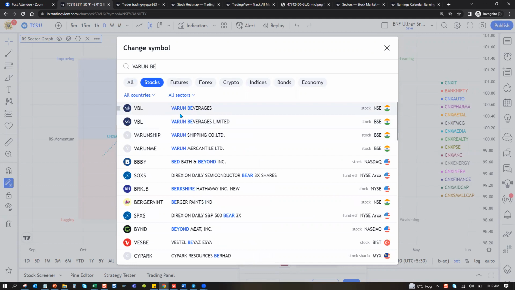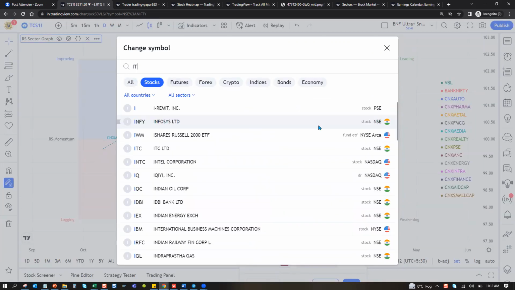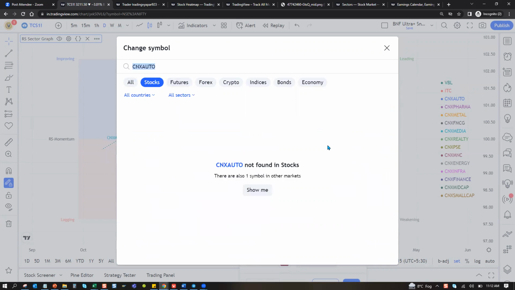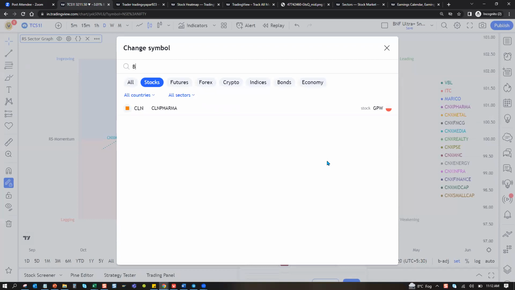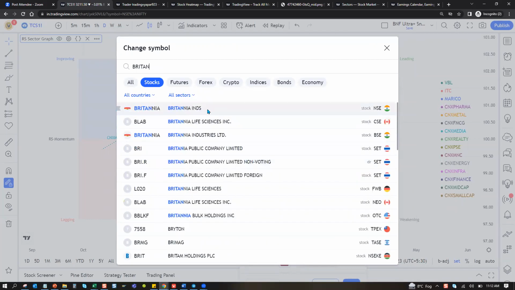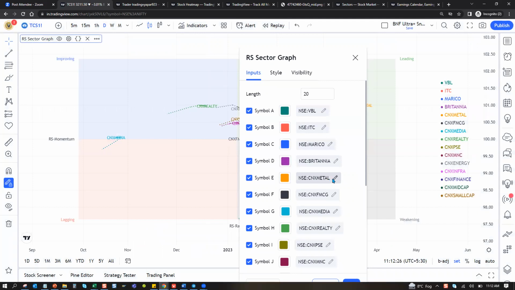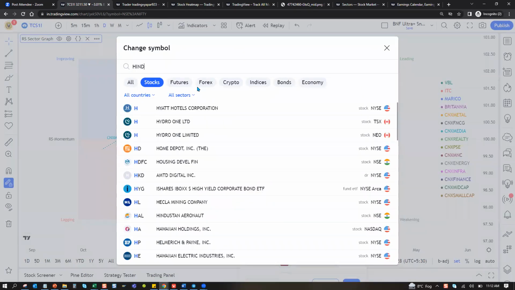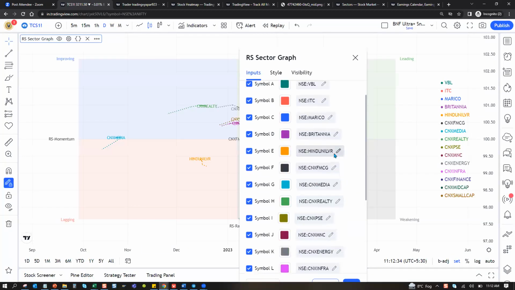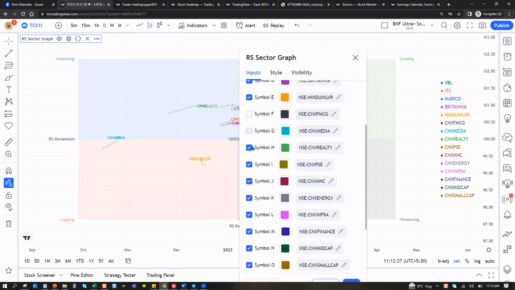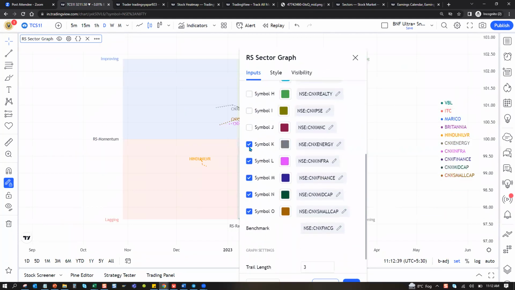You go to stocks: Varun Beverages, ITC, Marico. I would not remember all stocks, but let me add Britannia. What else is there? Hindustan Unilever, how can I forget that? So you can add all of these. Let's say for now we only add these. Uncheck everything else if you don't need them. Here remove this. Mid cap, small cap, if you want to keep them, you can keep. But let's say we'll remove all this as well.